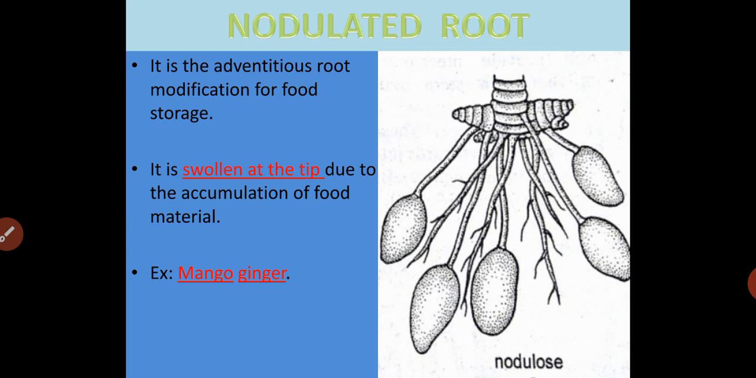Nodulated root is the root modification where the root shows the food accumulation at the tip. The tip is swollen in condition. Such adventitious root modification is called as the nodulated root, as seen in case of mango ginger.